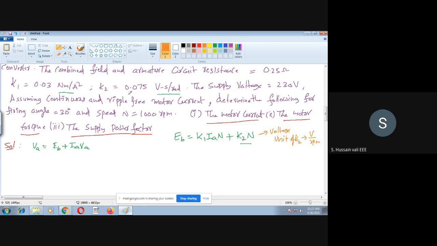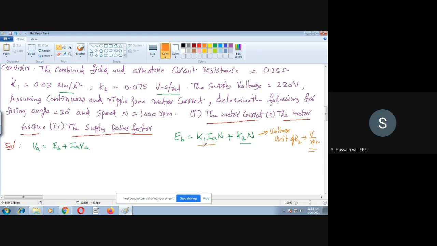The K2 which he has given is not the same K2 here. It is a different K2. Why is it different? Because here the unit of K2 is voltage per RPM, whereas here the unit of K2 is voltage per radian per second. So you have to convert the RPM into radian per second. So how do you convert that?